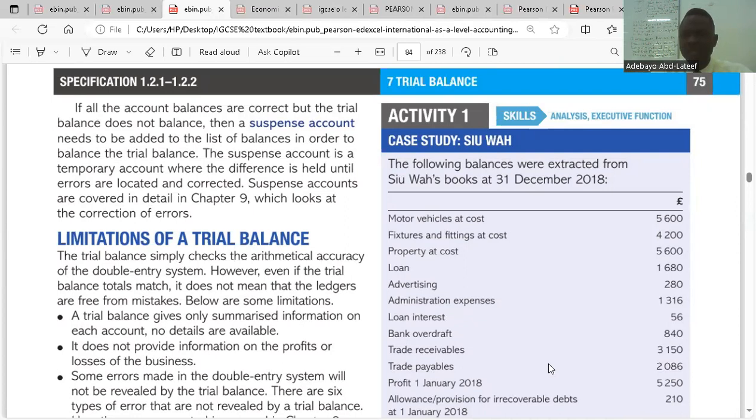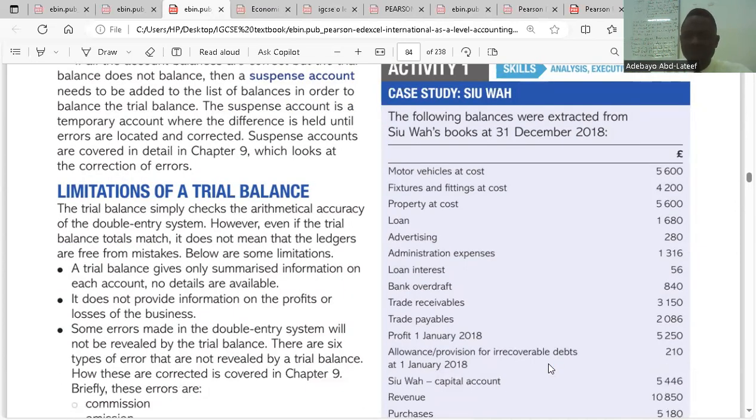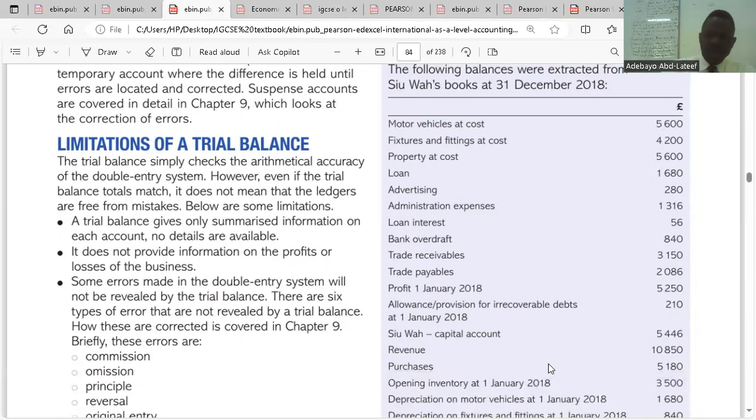So they said, case study Siwa. The following balances were extracted from Siwa's books at 31 December 2018. So I'm just going to be stating each account and where they are supposed to be placed in the trial balance. Motor vehicle at cost is a debit entry because it represents an asset. Fixtures and fittings at cost is a debit entry, it represents an asset. Property at cost is a debit.